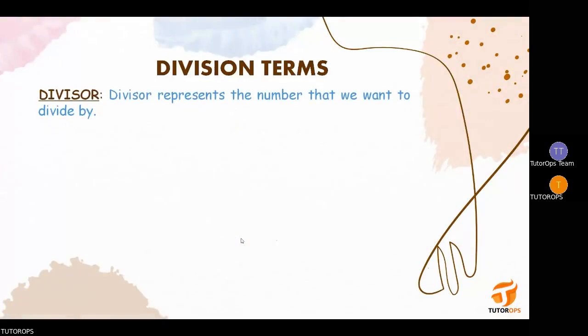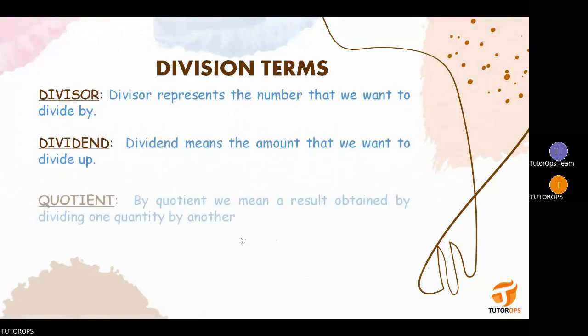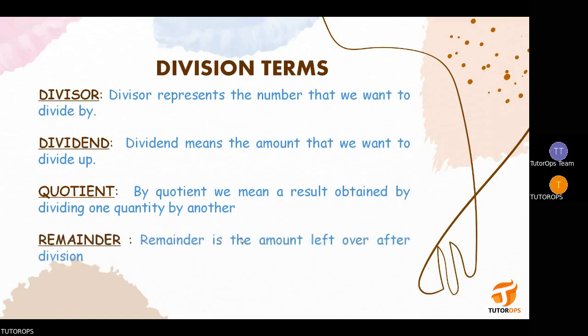First I will define the division terms. Divisor. Divisor basically represents the number that we want to divide by. The dividend. Dividend means the amount that we want to divide up. That means we are basically dividing the dividend by the divisor. And now quotient. Quotient means a result obtained by dividing one quantity by another. And what is remainder? Remainder is the amount left over after the division.